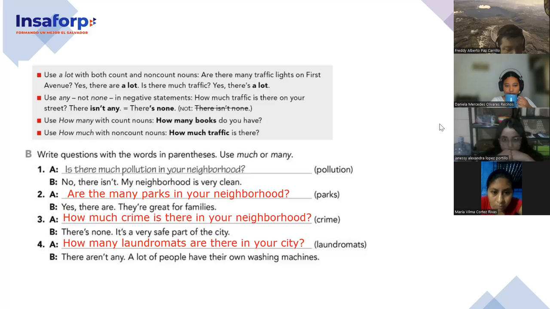Is there much pollution in your neighborhood? No, there isn't. My neighborhood is very clean. Are there many parks in your neighborhood? Yes, there are. They're great for families. How much crime is there in your neighborhood? There's none. It's a very safe part of the city.